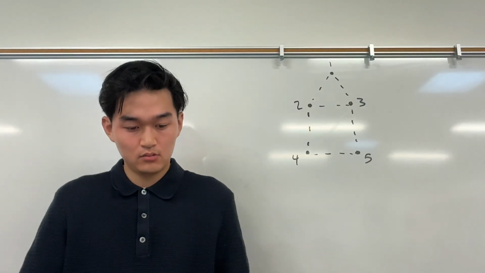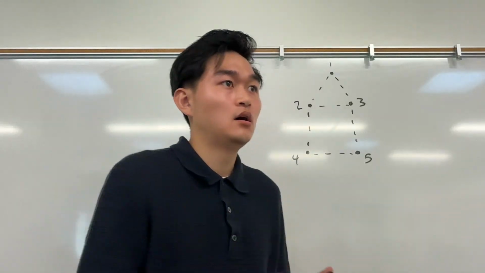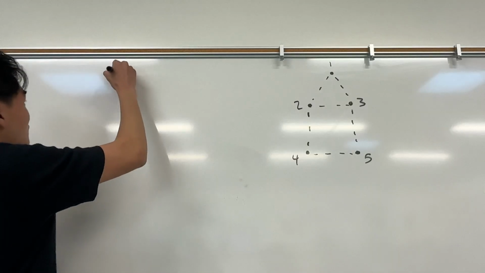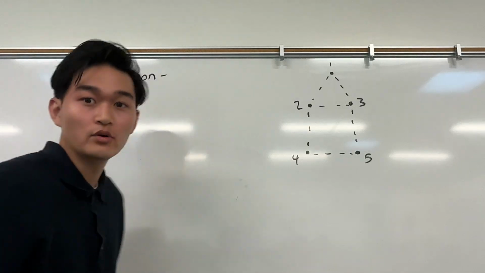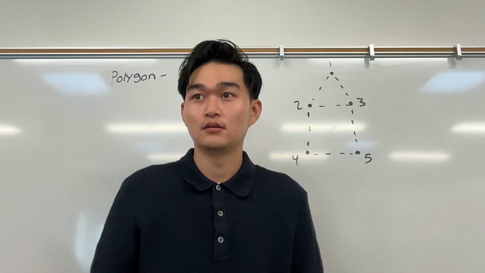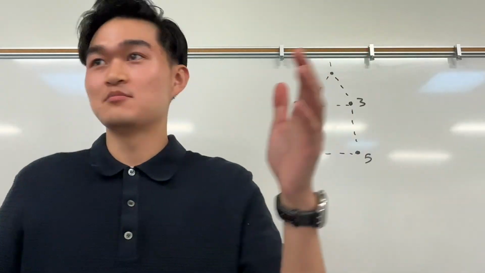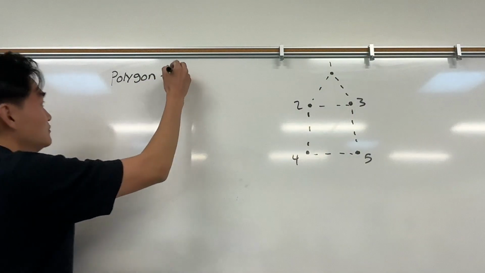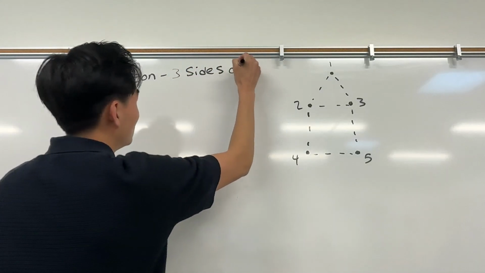We're talking about interior and exterior angle measures. So a polygon. Does anyone know what a polygon is? Is it always 5-sided? No. It's how many sides or more? 3. Okay, so 3 sides or more.